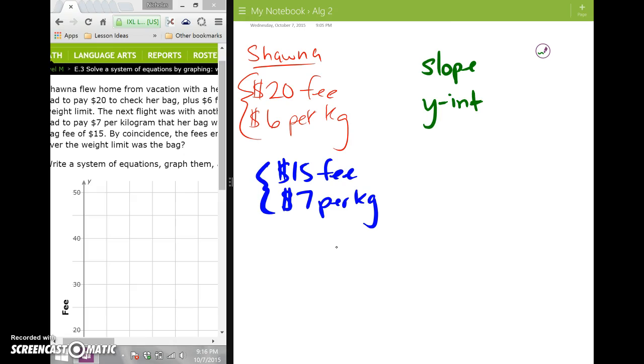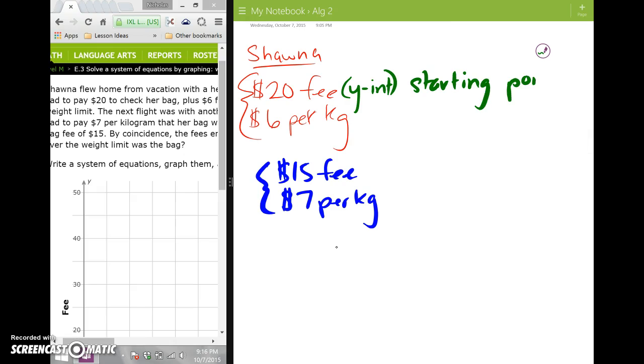Okay? So for this first one, the $20 is going to be the y-intercept, because, like I said in class, it's our starting point. There's this here, because it's our starting point. Now, the $6 per kilogram means that every time she adds a kilogram to her bag, it increases by $6. And that's our slope, which is also our rate, or rate of change.